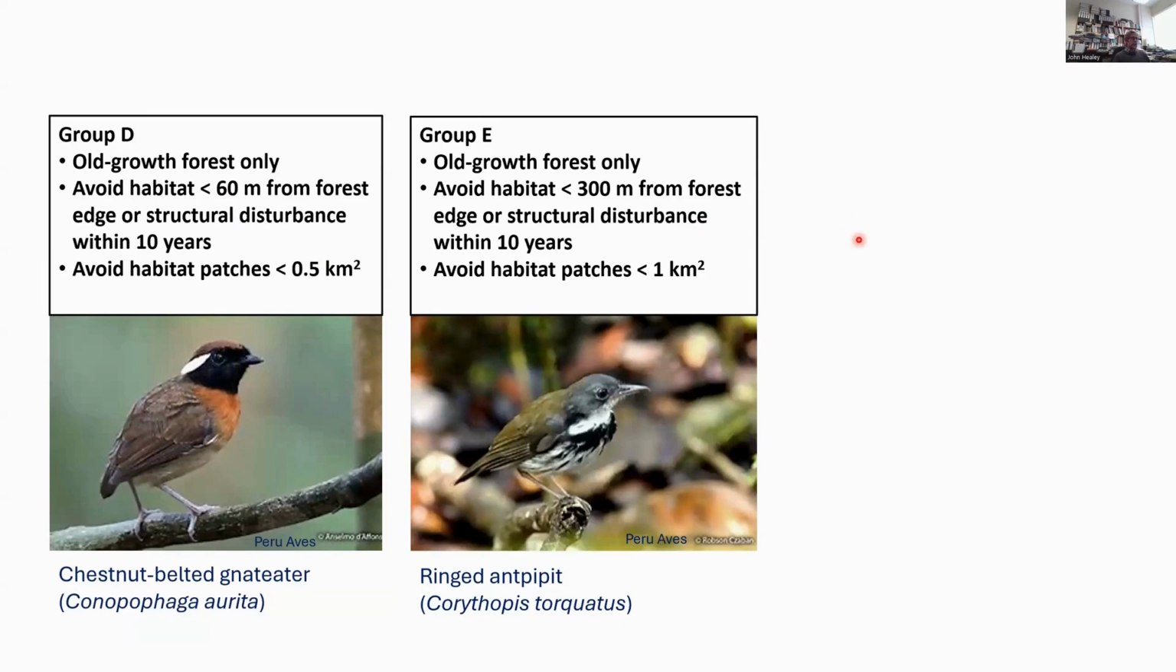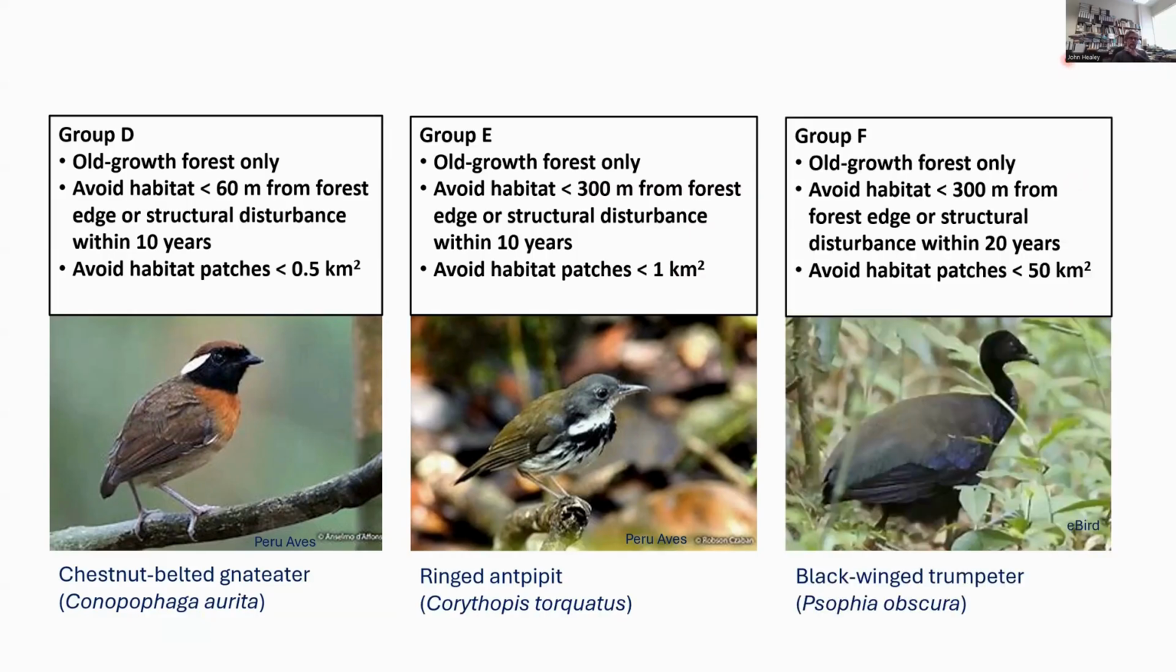The penultimate group, really very sensitive to disturbance, such as the ringed antpipit. Again, only in old growth forests, not within 300 meters of an edge or in recently disturbed forest, and it needs patches of more than a square kilometer. And finally, the most sensitive group, including the highly endangered black-winged trumpeter, largely a terrestrial bird, old growth forest only, won't occur within 300 meters of the forest edge or forest disturbed in the last 20 years, and only in much larger habitat patches could there be a viable population.